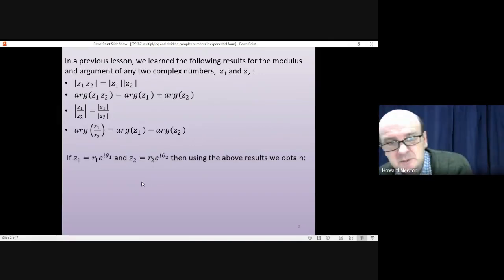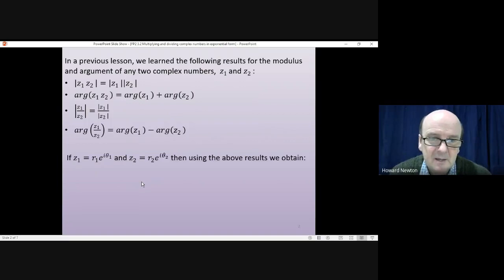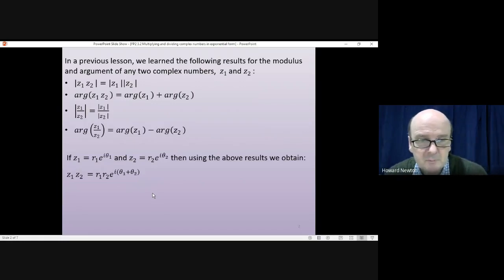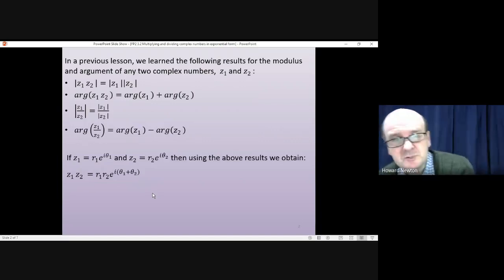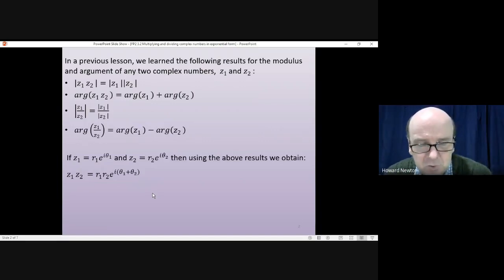Now, if z1 is equal to r1 e to the i theta 1 and z2 is equal to r2 e to the i theta 2, using the above results, we can obtain, for multiplication, that z1 times z2 will equal r1 times r2, and then e to the power of i, and you add the arguments, theta 1 plus theta 2. That's using the first two results at the top. I think you could just get that result using the normal index laws. You'll want to be careful about using the index laws when you're dealing with complex numbers, but certainly in this instance, I don't think there is any issue.